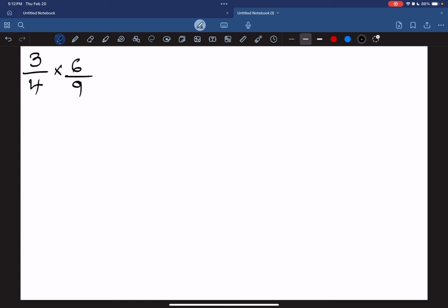So I'm going to do it the normal way, which is basically multiplying across and simplifying after. Remember, I'm going to do it both ways. So multiplying across, I'm going to say a 6 times a 3, and 6 times 3, that's 18.